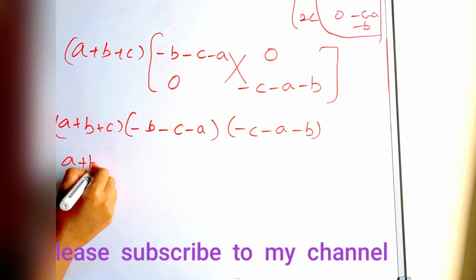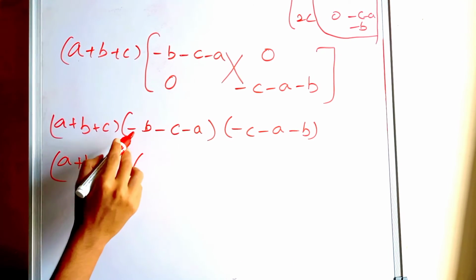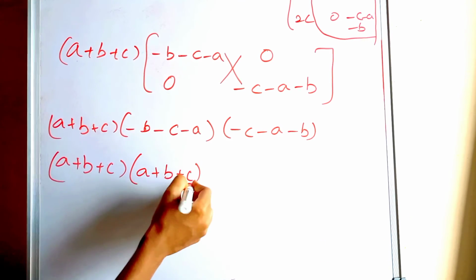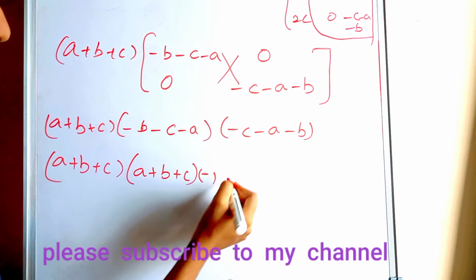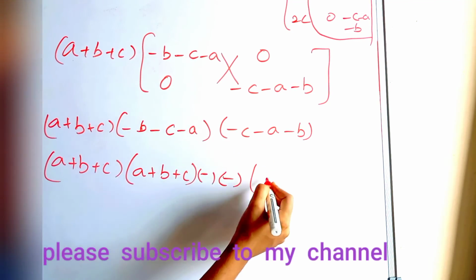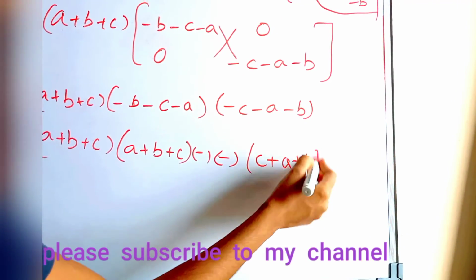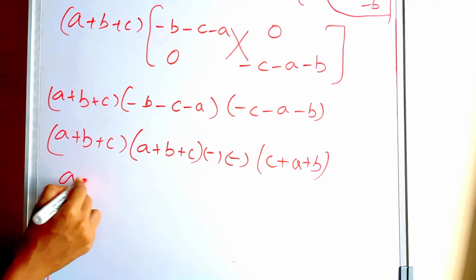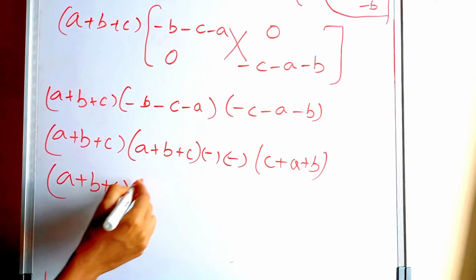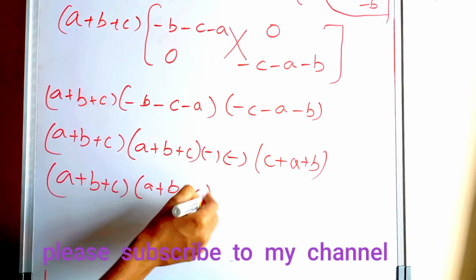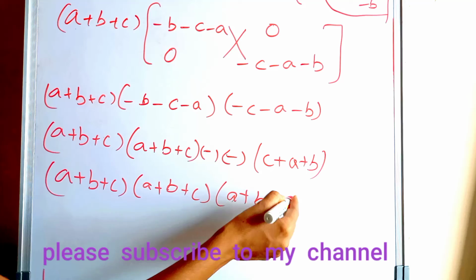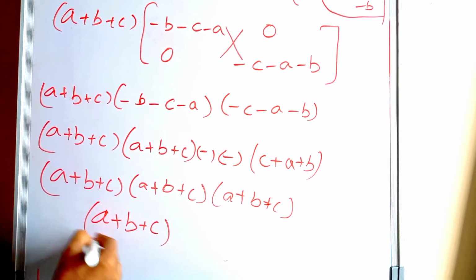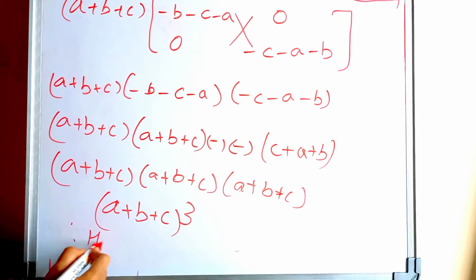A plus B plus C into. Here I am taking the minus common, A plus B plus C. Here also I am taking the minus common, C plus A plus B. The both negative signs combine and we get the plus. A plus B plus C into A plus B plus C into A plus B plus C. The whole becomes A plus B plus C whole cube. Hence proved.